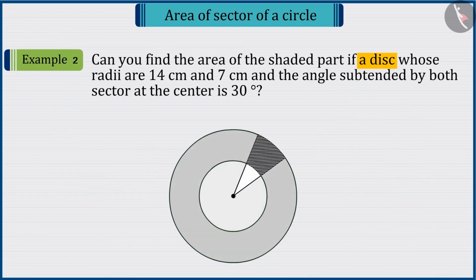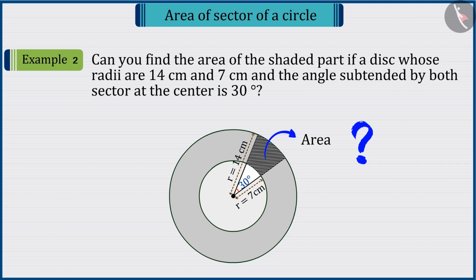There is a disc whose radii are 14 centimeters and 7 centimeters, and the angle subtended by both sectors at the center is 30 degrees. So, can you find the area of the shaded part of the circle?